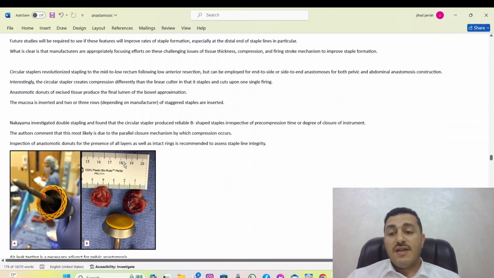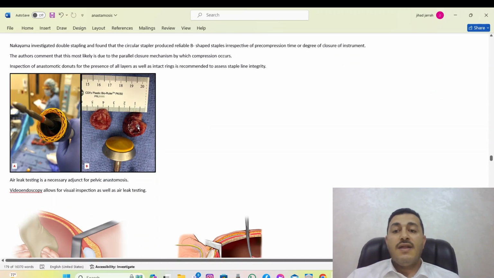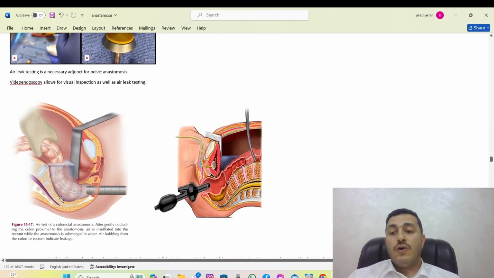Okay, one of the important things when using staplers, especially circular staplers, is to examine the donuts, the two sides of the specimen that is taken out. A complete donut means that the staple line is usually healthy. Also, if we are using a circular stapler in lower GI anastomosis, it's recommended to perform the air test. This is how we can perform it.